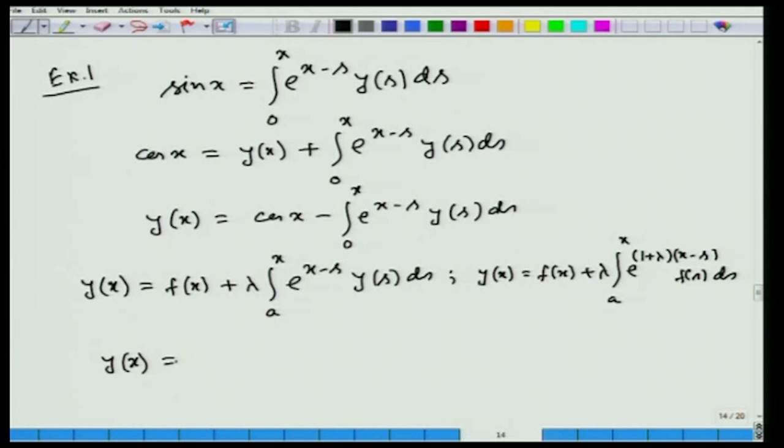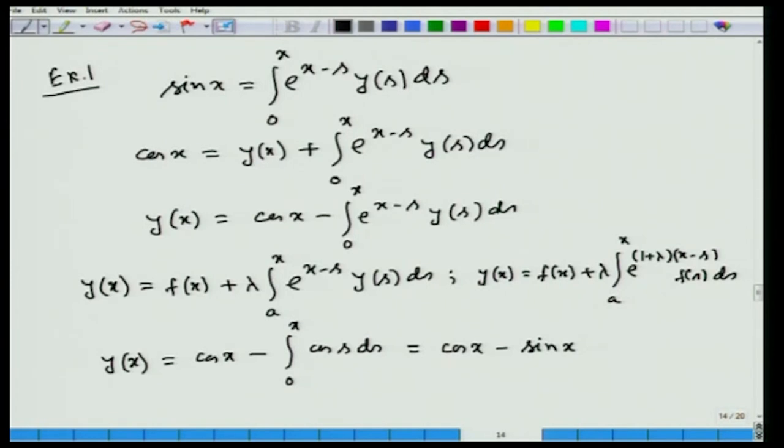Once you apply this formula to get the solution of this problem, you will have y(x) equal to cos x minus integral 0 to x cos s ds, because if you are careful about this point, here λ equal to −1. So, 1 plus λ is 0, which means e^((1+λ)(x−s)) is identically equal to 1. So, the solution is y(x) = cos x minus integral 0 to x cos s ds, and after integration you will have the solution cos x minus sin x.